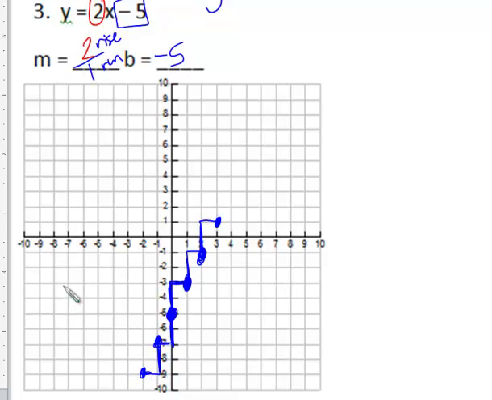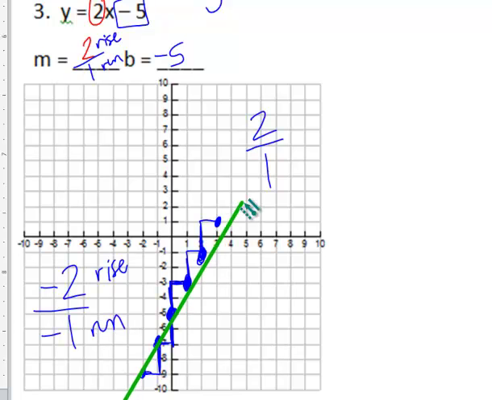So my slope of positive 2 over 1 is also the same as what I just did over here, which was negative 2 as my rise over negative 1 as my run. And I got the same thing. Now I'm going to graph that line, which is going to look about like this.